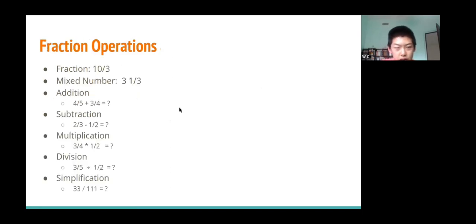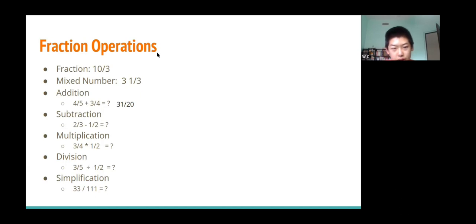So, fraction operations. A fraction is a number divided by another number. It can also be expressed as a mixed number, which is a number plus another fraction. You can add fractions, for example, 4/5 plus 3/4 equals 31 over 20.